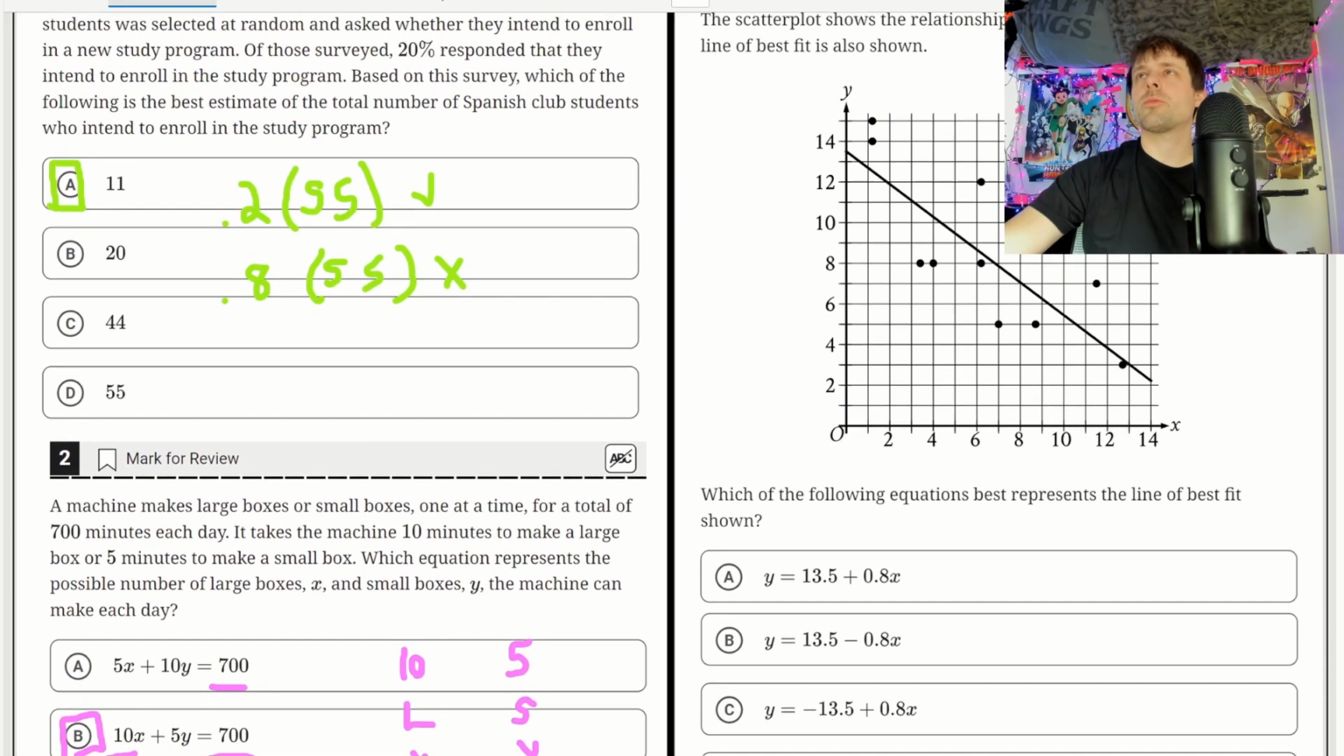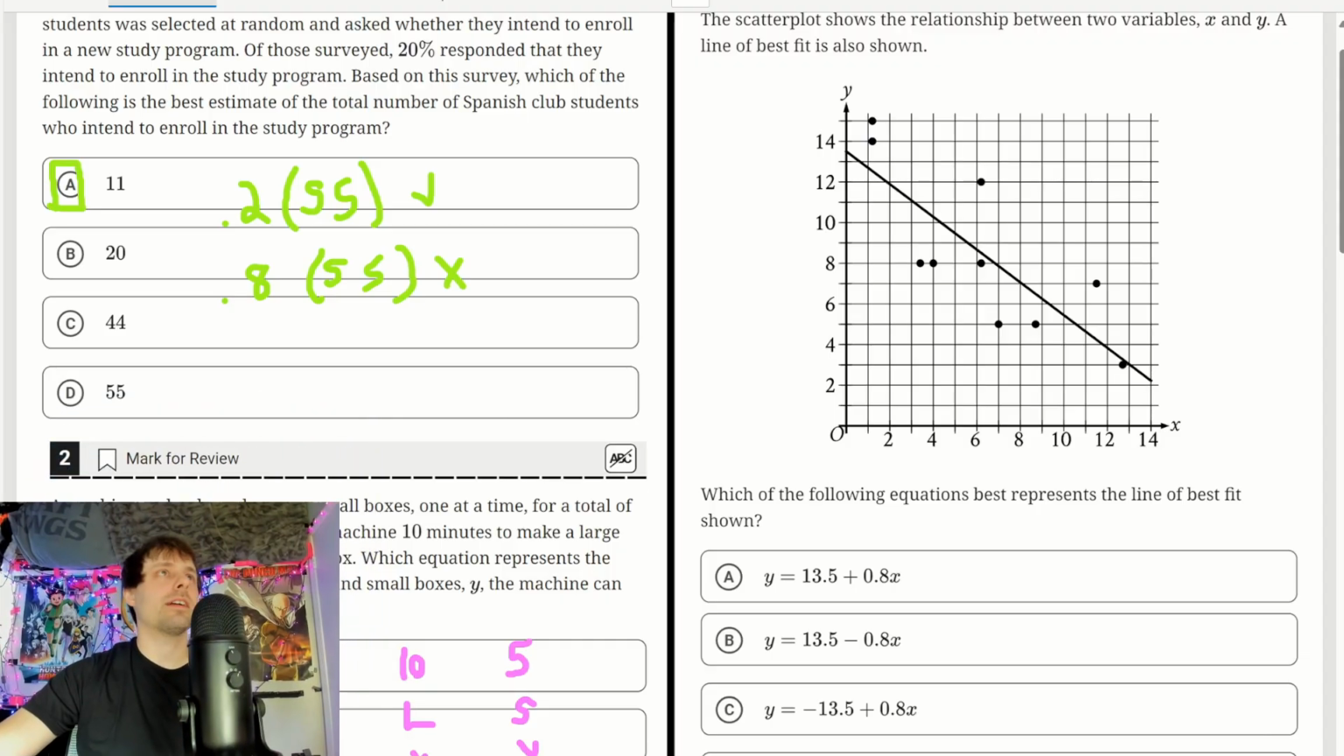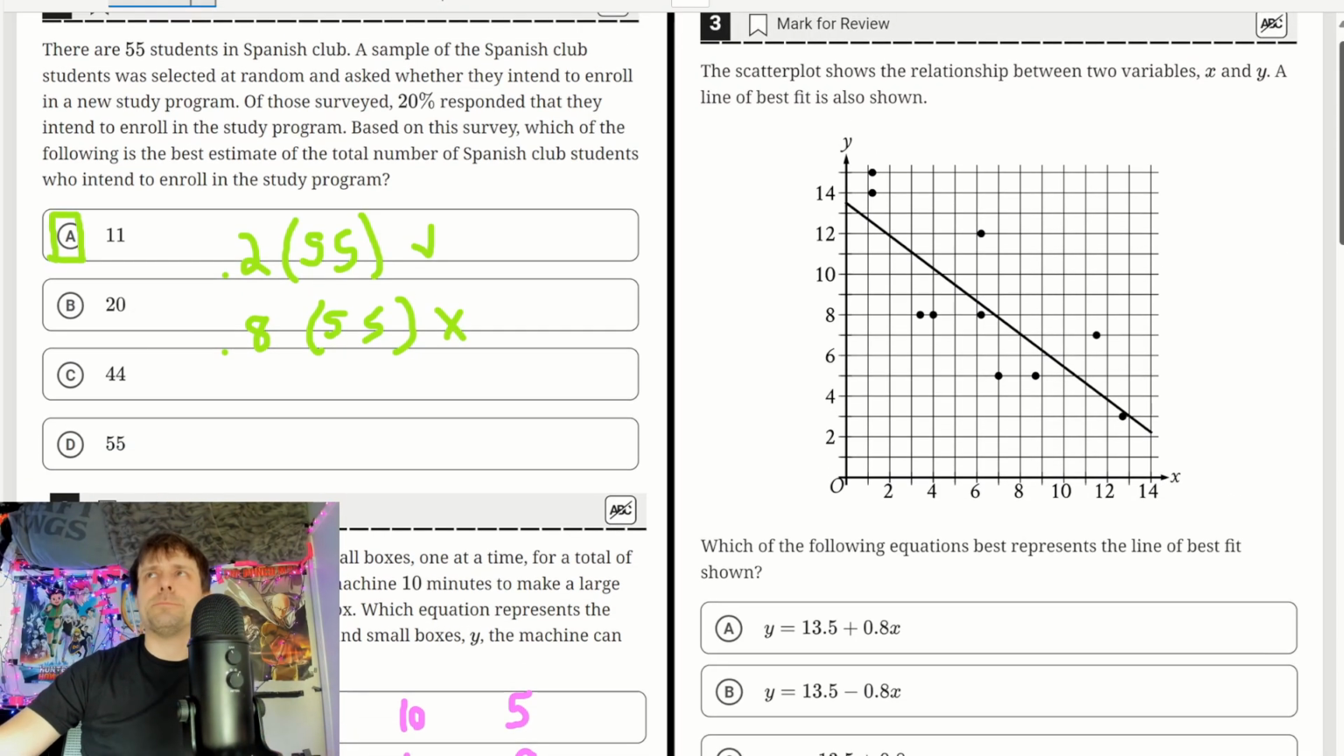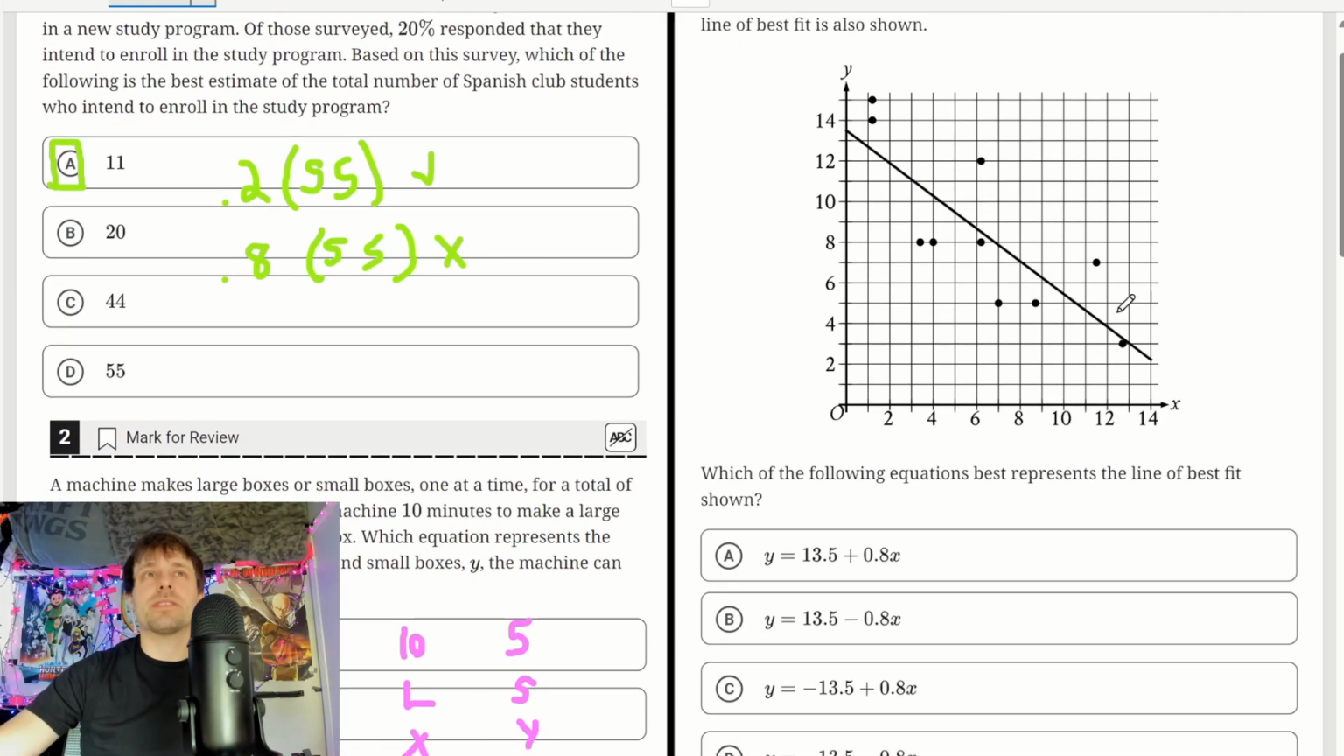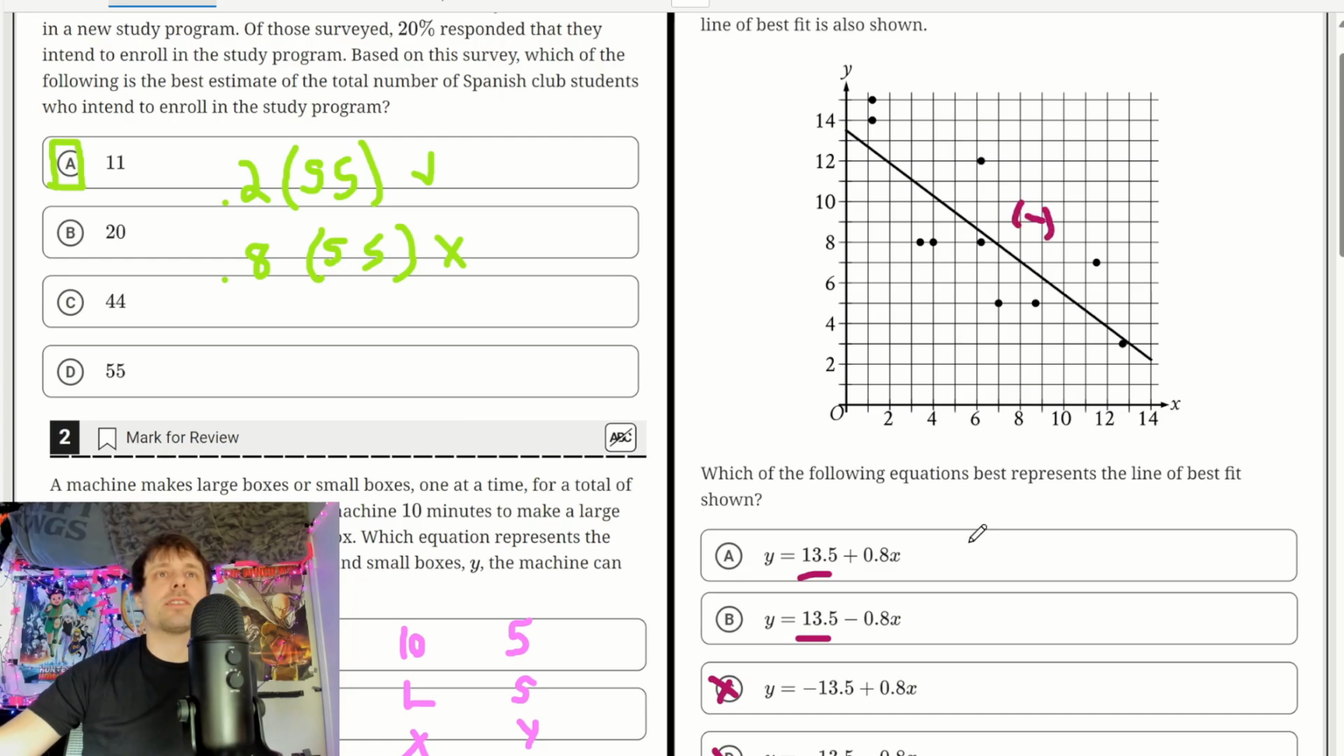Looking up at number 3, we're not going to be able to see all our answers here, but let's see what we got. I see that we have a scatter plot between X and Y and a line of best fit. Which of the following represents the best line of fit? So it looks like we're going to have about a positive 13 y-intercept. So I see A and B. We're going to get rid of these two. And then I also see that it is a negative slope, so we can go ahead and get rid of A. It's going to be B because we have a positive y-intercept, negative slope, B here.